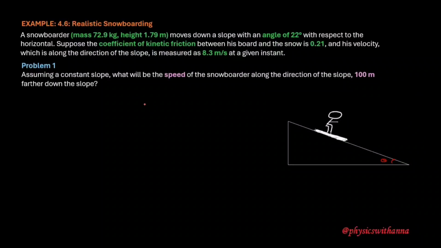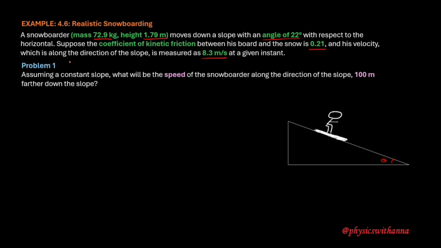Example 4.6, realistic snowboarding. A snowboarder of mass 72.9 kg and a height of 1.79 meter moves down a slope with an angle of 22° with respect to the horizontal. Suppose the coefficient of kinetic friction between his board and the snow is 0.21 and his velocity, which is along the direction of the slope, is measured as 8.3 meter per second at a given instant.